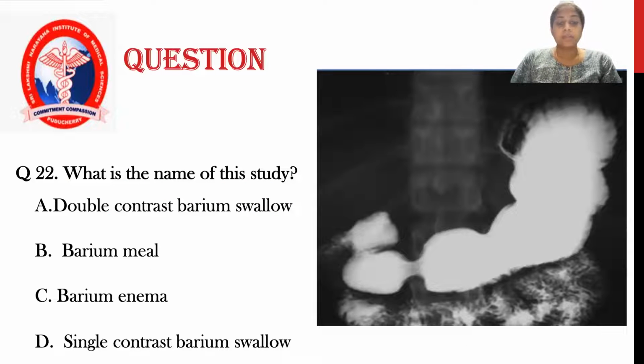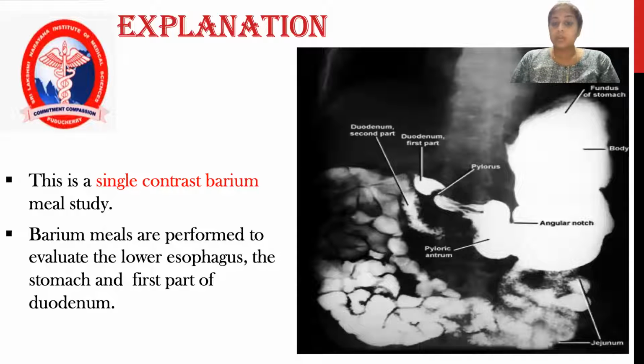What is this study? Can it be double contrast barium swallow, barium meal, barium enema, single contrast barium swallow? It is a single contrast barium swallow. Barium meal, sorry, as it involves all the small bowel. So barium meal is performed to evaluate the lower esophagus, stomach, and the first part of duodenum. As we can see, we can see the entire stomach, the fundus, the body, the pylorus, the first part of duodenum, second part of duodenum, and we can also see areas of jejunum here.